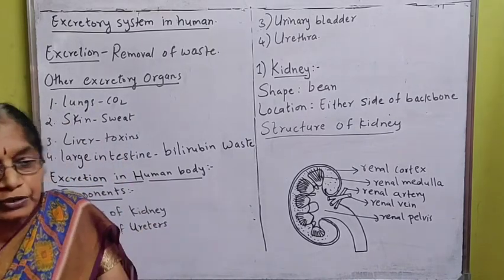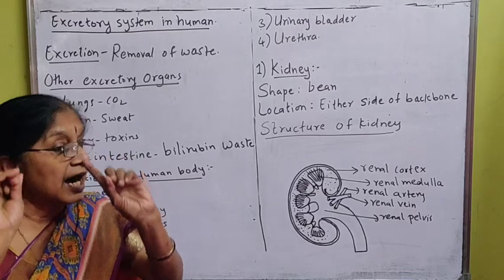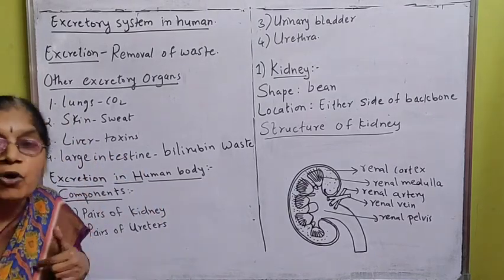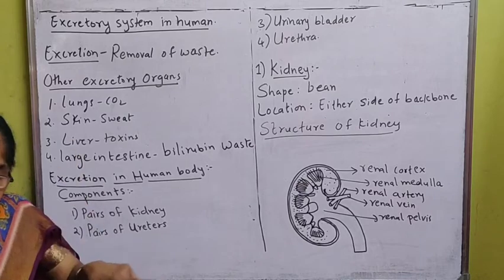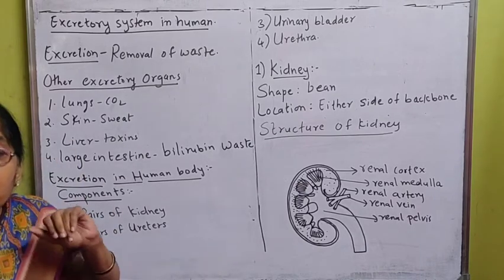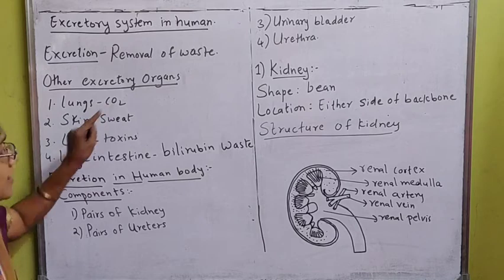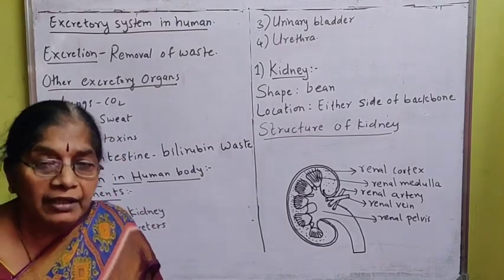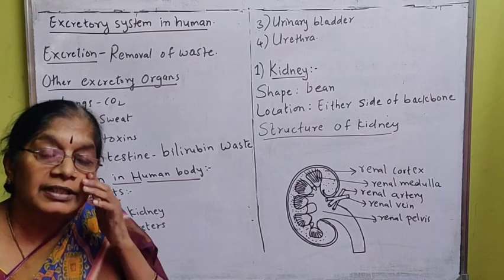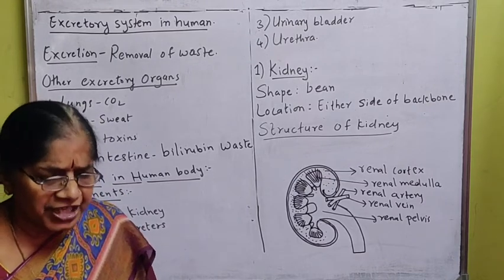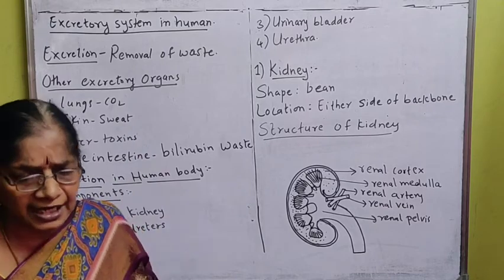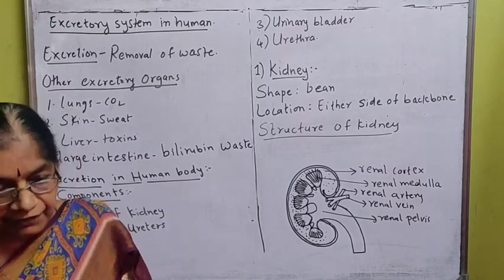But before I go to the kidney and explain it to you, there are other excretory organs also in our body, which remove the waste matter from our body. The first thing is your lungs. Respiration. What is respiration? The fresh air is taken in through the nose. It enters into the lungs. It goes into the alveoli.